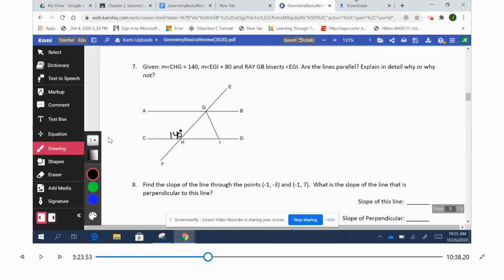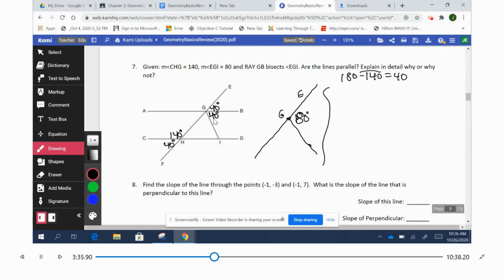So we're given, so I put in the 140 where it belongs. And then this ray, GB, bisects this angle, EGI. So now we don't know if the lines are parallel. We're trying to get to a point where we can find out if they are. So just keep that in mind as we do this problem. Okay, so what I'm trying to focus on is EGI being bisected.